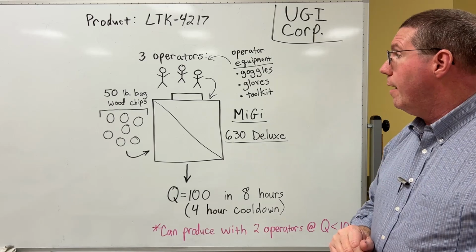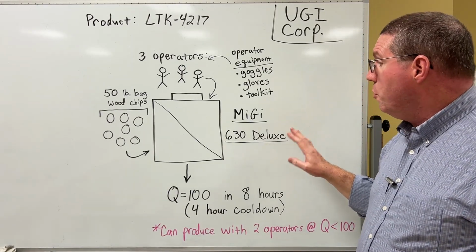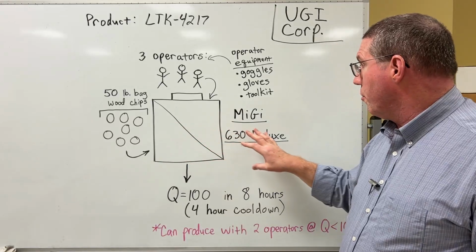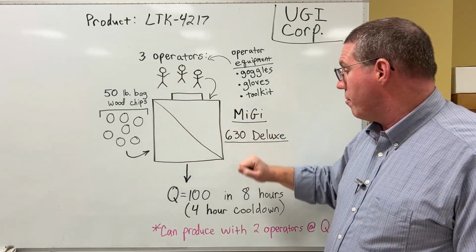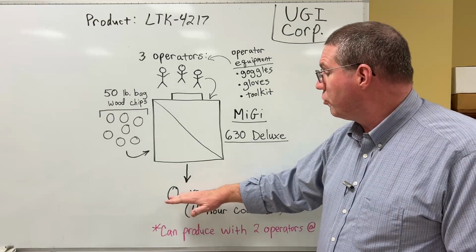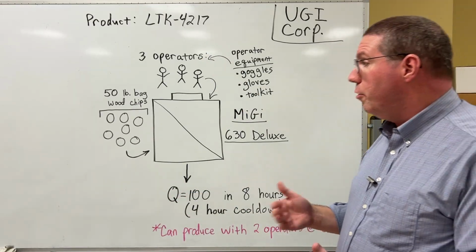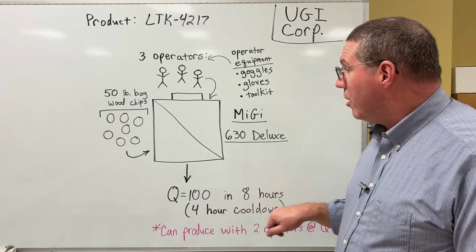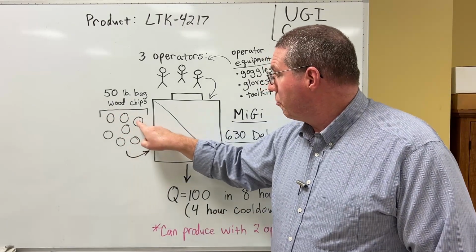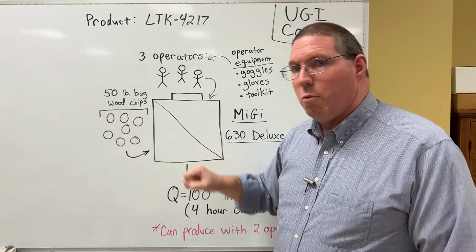Okay. Now, what the manual says is that if you operate the Miggy 630 Deluxe with 3 operators in an 8-hour period, you will produce 100 units of the LTK 4217. And in order to do that, during the 8-hour period, you're going to need 1, 2, 3, 4, 5, 6, 7 50-pound bags of wood chips.